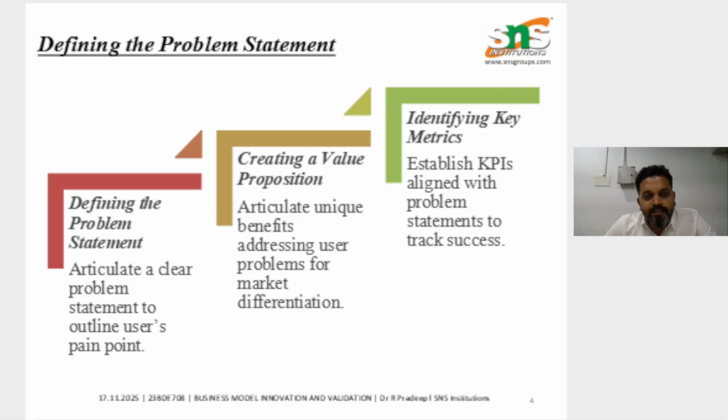The next one is that we have to identify the key metrics, showing how the solution or product is aligned with the problem statement, to track success. Anybody who is going to do business does it purely to make that business a success. Nobody does it just to come and go. It's not like that. So we have to create a value proposition, and we have to identify the key metrics aligned with the problem statement to track the success ratio of the particular product.